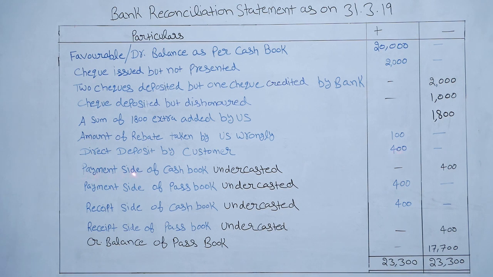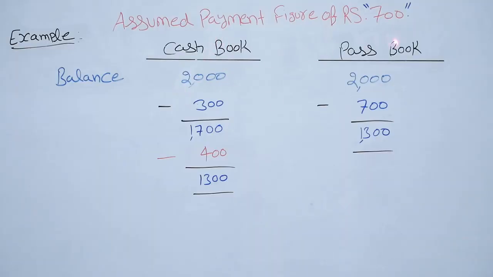Next is payment side of cash book undercasted. Undercasted means something which is written less. Let's understand this through a small example. Cash book balance 2000, passbook balance 2000. It is mentioned in the question that payment side of cash book undercasted by 400 rupees. We have written 400 rupees less in the payment side of cash book. Whose mistake is it? Payment side of cash book. Cash book means it's our default, not bank default. As we make cash book, we wrote 400 rupees less in the payment side of cash book.